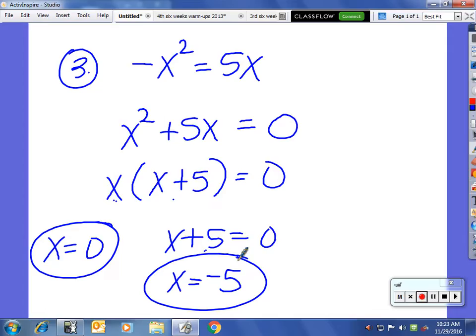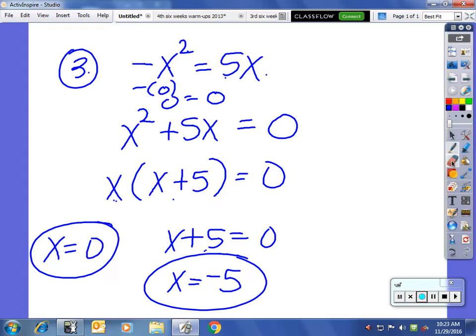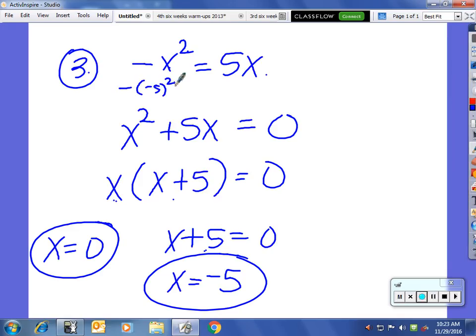0 is super easy to check. What's 0 squared? What's the opposite of 0? And what's 5 times 0? 0 absolutely works. Negative 5 works too. You got to be careful though when you try to check it. This is the opposite of negative 5 squared, equals 5 times negative 5. This would be 25, and the opposite of that is negative 25, and over here you also get negative 25.